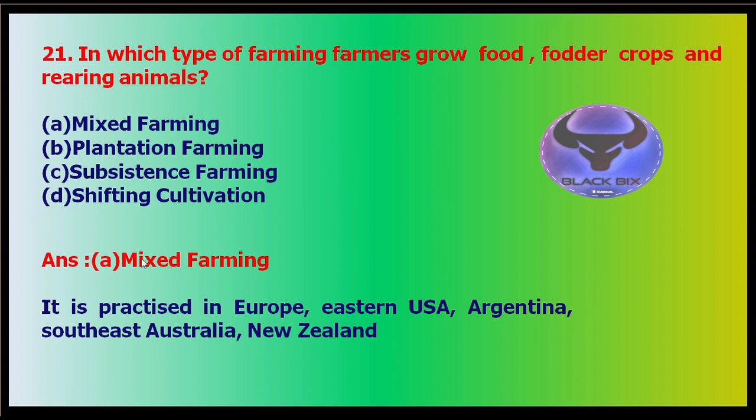So mixed farming, farmers grow the food and fodder as well as they rear the animal, and it is basically practiced in the developed country like the European, Eastern USA, Argentina, Southeast Asia, Australia, and New Zealand. So basically it is practiced in these countries, in these areas. So what is the meaning of mixed farming? Mixed farming means food, fodder crops, means the crops and the animals are reared together by the farmer on the same piece of land. Moving to question number 22.